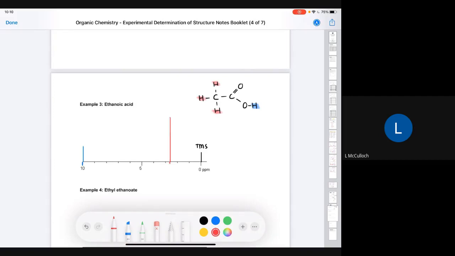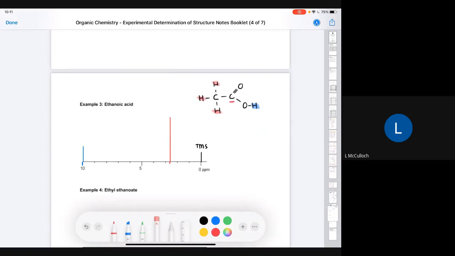Now, when we look at the splitting here, if we look at the red hydrogens, this is the carbon that the red hydrogens are bonded to. This carbon that I've just underlined here is not directly bonded to any hydrogens. So for that, when we apply N+1, it's going to be 0 plus 1, which is just going to be 1. So that red peak is going to remain as a single line.